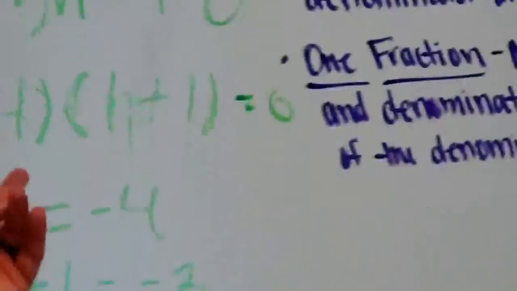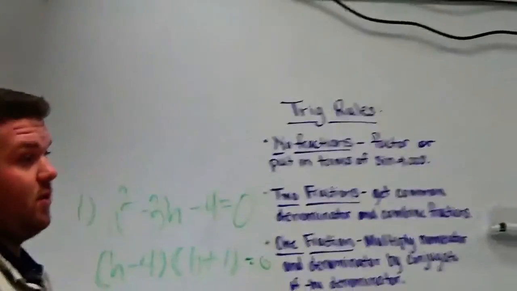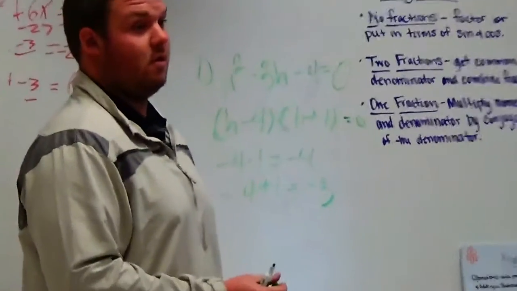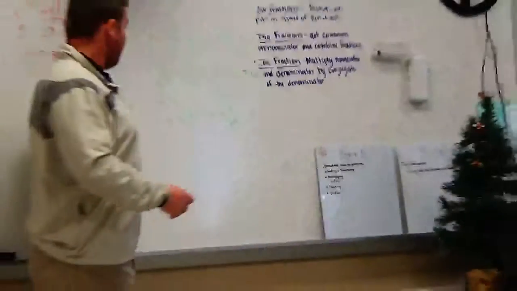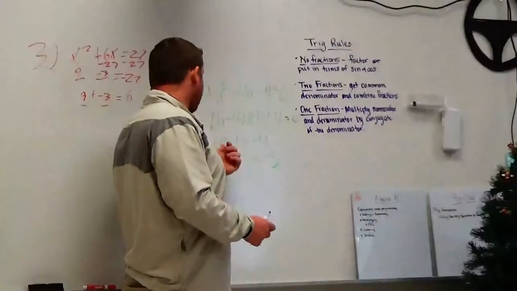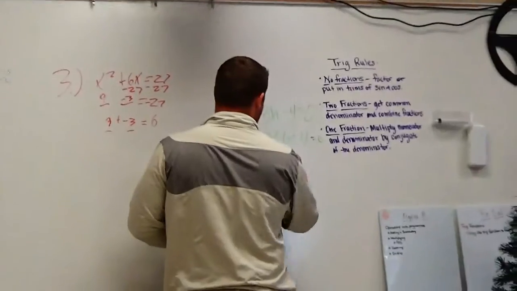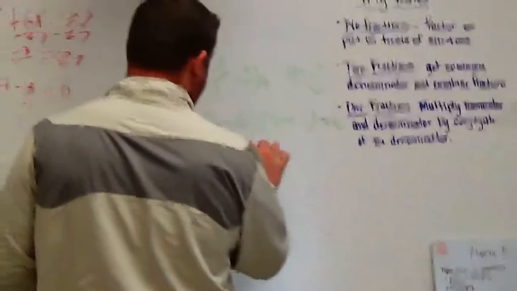So, what property do we use now once we've got it factored to set them equal to 0? Zero what? Product property. Yes, zero product property. We take both of our two factors, set them equal to 0. So, right here we should say h minus 4.